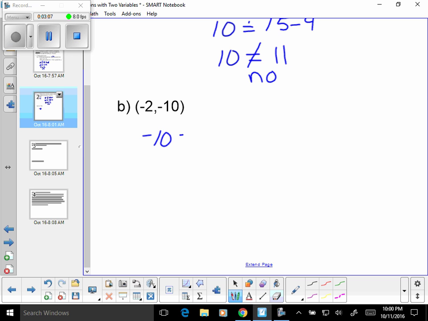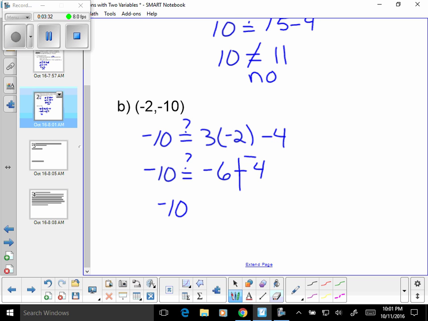Substituting, we have: is negative 10 equal to 3 times negative 2 minus 4? Is negative 10 equal to negative 6 minus 4? Now remember that subtraction means to add the opposite. Negative 10 does equal negative 10. So yes, (-2, -10) will be a solution to that equation.